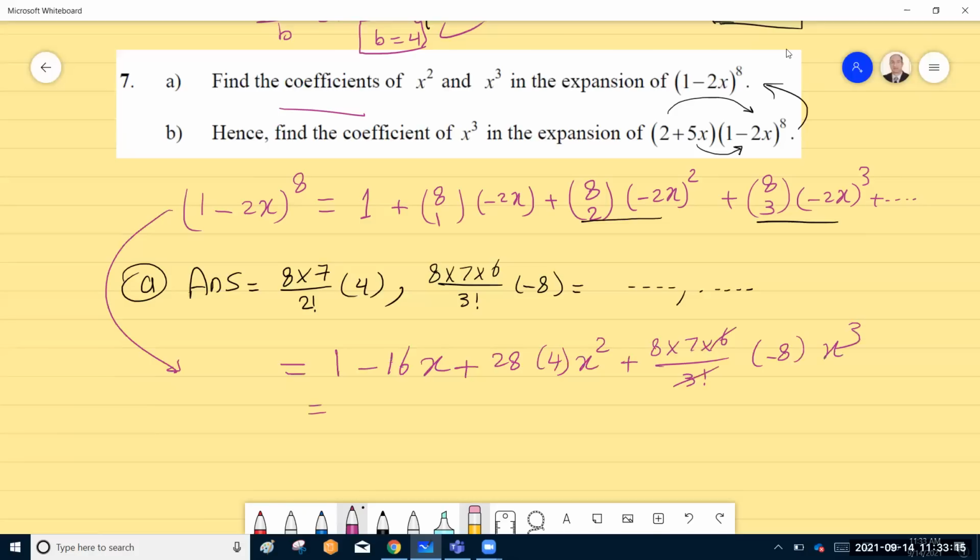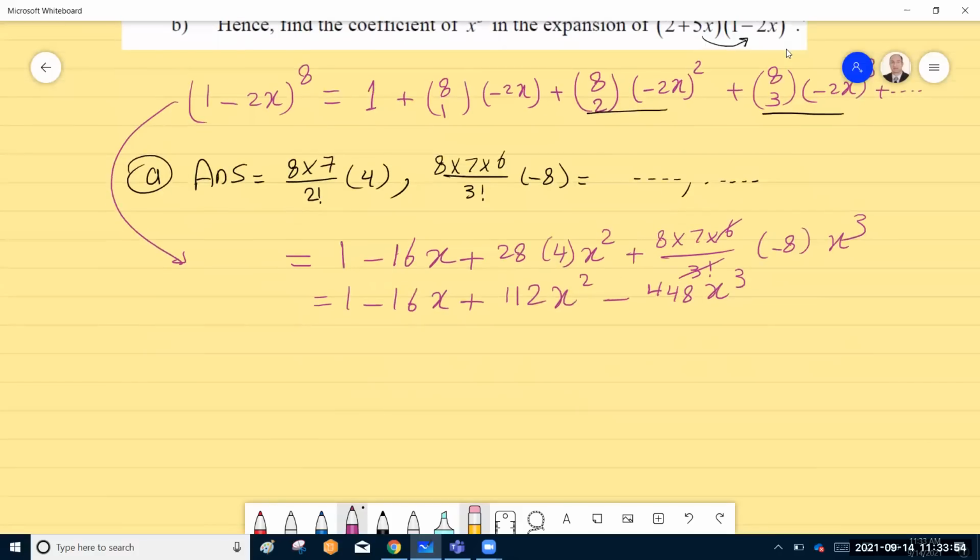So 1 minus 16x plus 28 times 4 is 112, 112x squared, plus this is 56 times negative 8. 56 times 8 is 448. This value will be negative, okay, negative 448. Again, 7 times 8 times 8 is 448, times x to the power of 3. Find the coefficient of x cubed. Look at the x cubed. This is the expansion, okay?